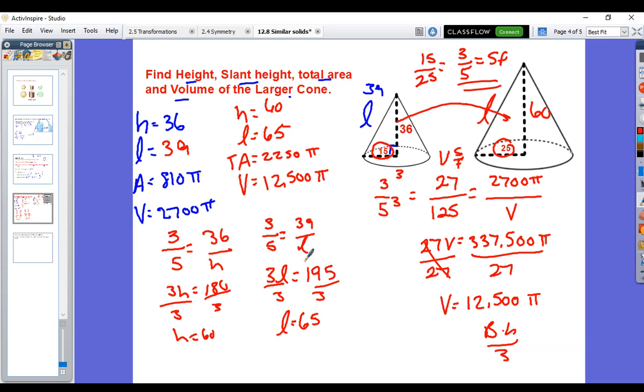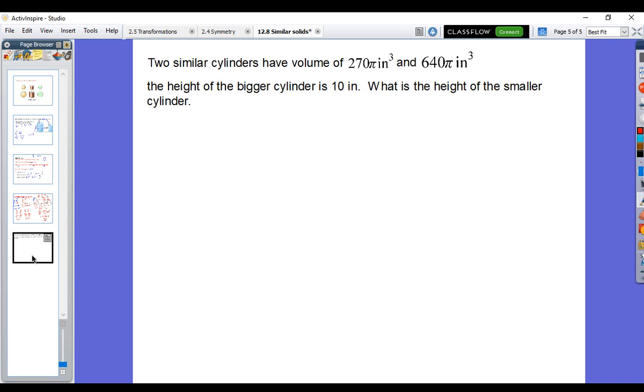They'll give you a scale factor, they give you one area, you have to find the other area. So make sure you square your numbers. You take your smaller scale factor squared over your bigger scale factor squared. Let's do one more to kind of get the idea of how some of the problems will look. So you have two similar cylinders. They just give you the volume.